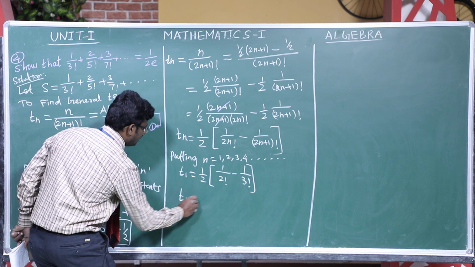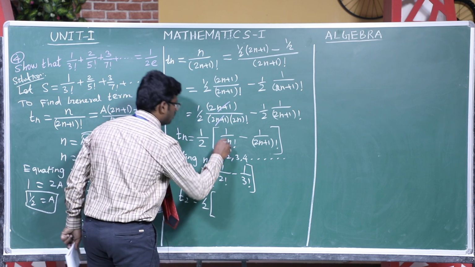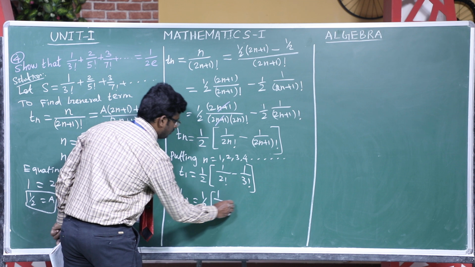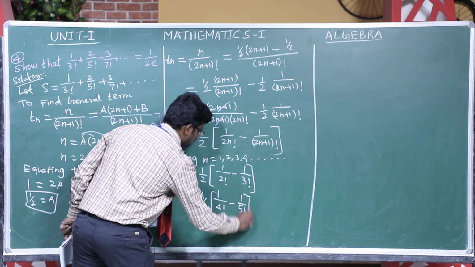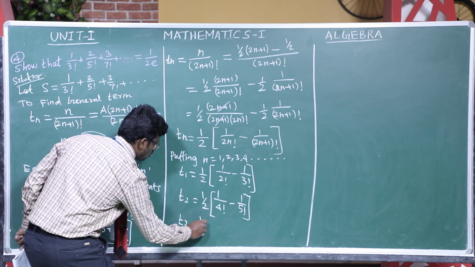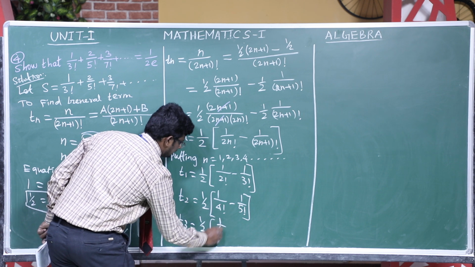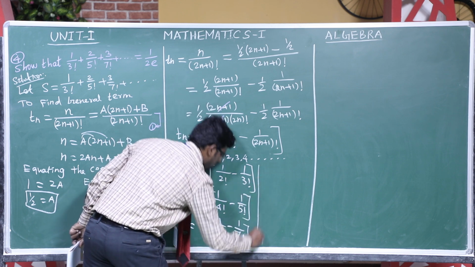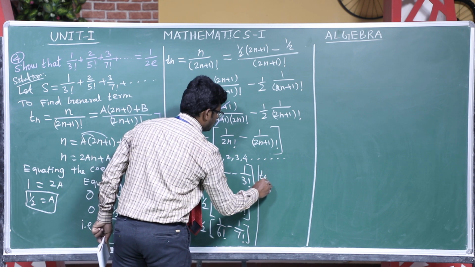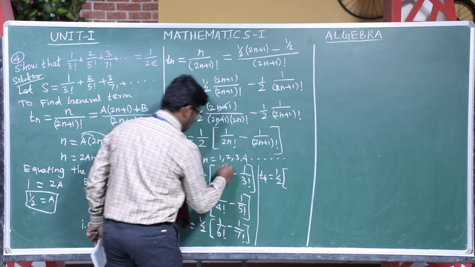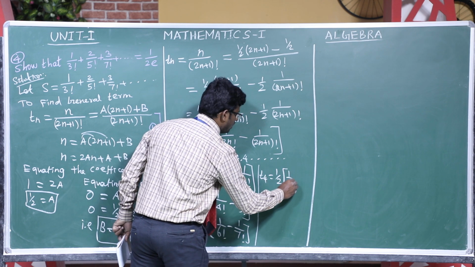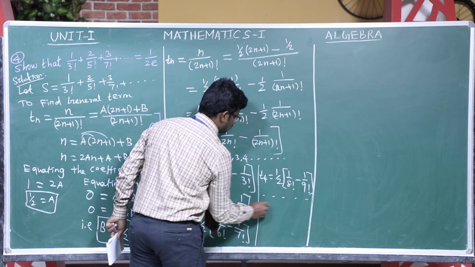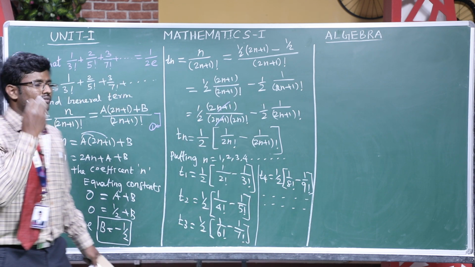T2 is equal to 1 by 2 into, put n equals 2, 2n is 4: 1 by 4 factorial minus 1 by 5 factorial. Then T3 is equal to 1 by 2 into 1 by 6 factorial minus 1 by 7 factorial. Then T4 is equal to 1 by 2 into 1 by 8 factorial minus 1 by 9 factorial, then etc. It's going on.